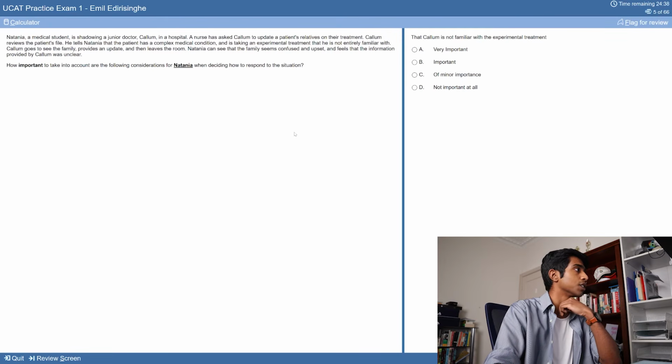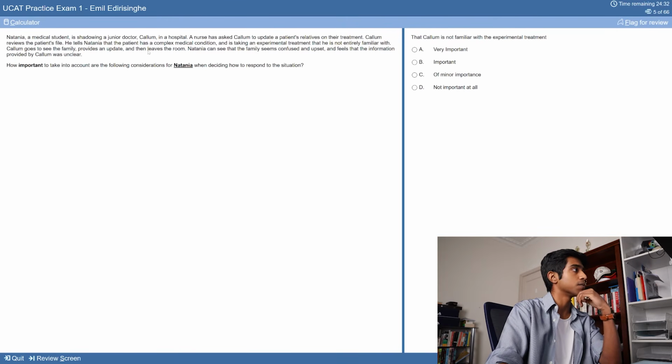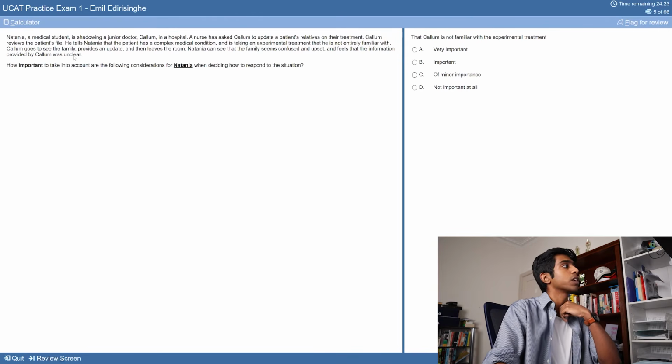Tanya, a medical student, is shadowing a junior doctor. Nurse has asked Callum to update a patient's relatives on their treatment. Callum reviews the patient file. He tells Tanya that the patient has a complex medical condition and is taking experimental treatment that he's not familiar with. He goes to see the family, provides an update and leaves the room. The family seems confused and upset and feels the information was unclear.